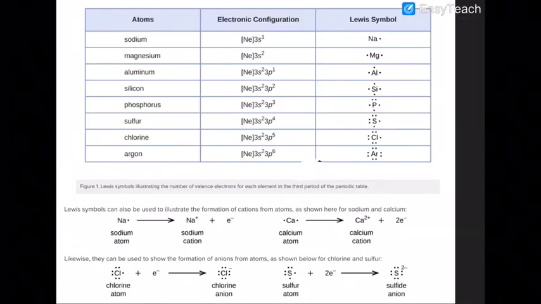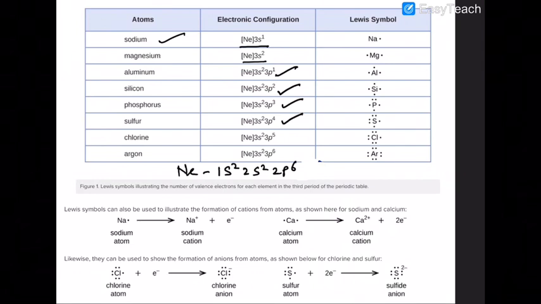Now look at this. Sodium has the outer configuration 3s1, magnesium has 3s2, and neon has 1s2, 2s2, 2p6. So neon is common here. Aluminium has 3s2, 3p1, silicon has 3s2, 3p2, phosphorus has 3s2, 3p3, sulfur has 3s2, 3p4, chlorine has 3s2, 3p5.